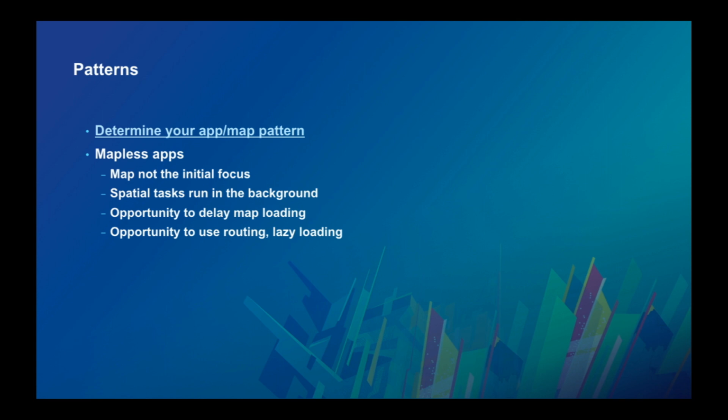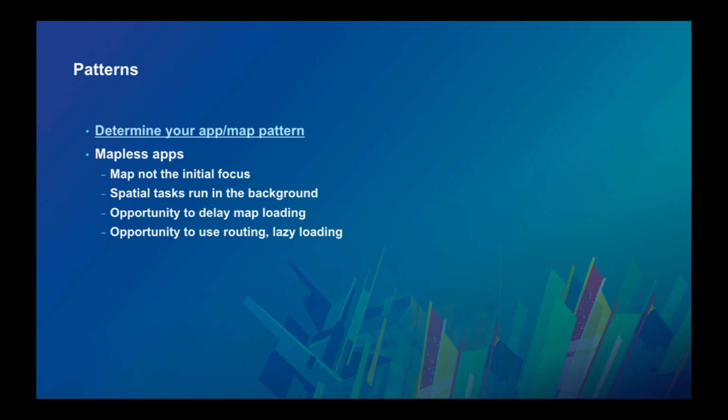And they have this idea of a mapless app. The mapless app pattern dictates that the map is not the initial focus. Any spatial work you're going to do, any kind of queries to data, is all run in the background. Maybe you have a list of information related to features that aren't being displayed, but you can still query a feature layer, pull that data in, run some statistics on it, and then display the information without a map, right? You can do that. This is an opportunity for you to delay loading the map. I don't need to show it right away. Like I said before, who cares about the map code?